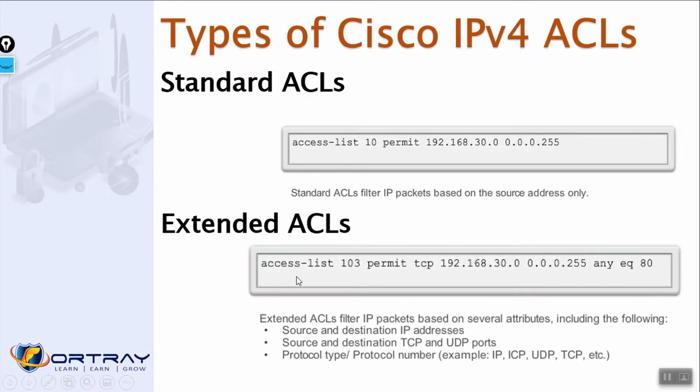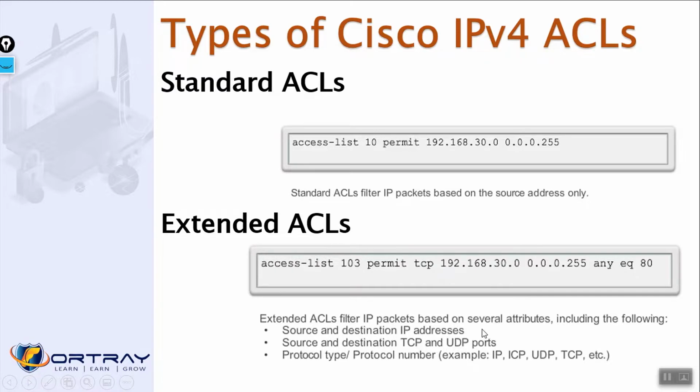Extended access list 103 permit TCP 192.168.30 any equal port 80. So basically, in the extended access list you are not just looking at the source IP but also the destination IP and any port number as well. So you are saying any TCP traffic coming from this network going anywhere for port 80 will be permitted.